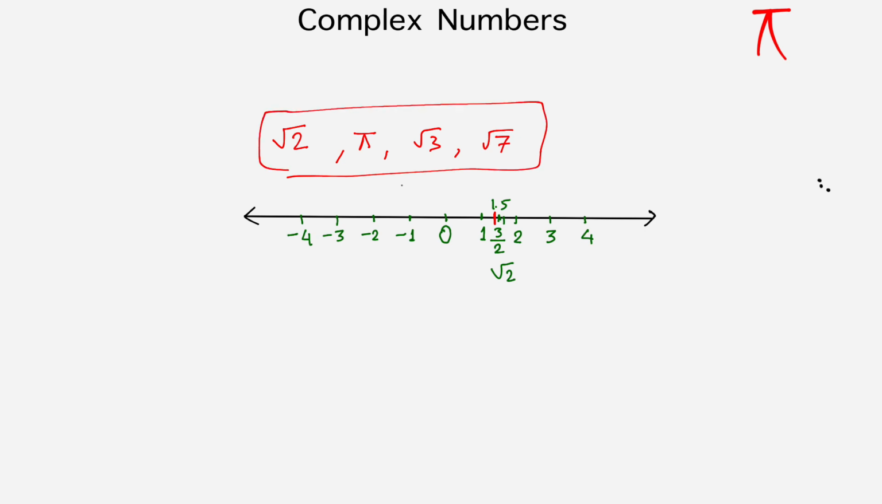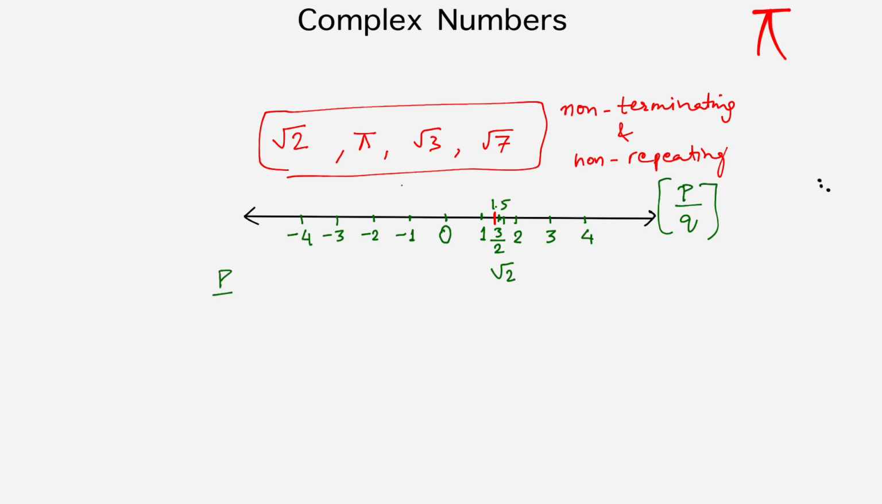If we try to write these irrational numbers in decimal form, the decimal form of irrational numbers is non-terminating and non-repeating. We can say that irrational numbers cannot be written as a fraction, so they cannot be written as p by q. But rational numbers can be written in the form of p by q, or as a fraction.